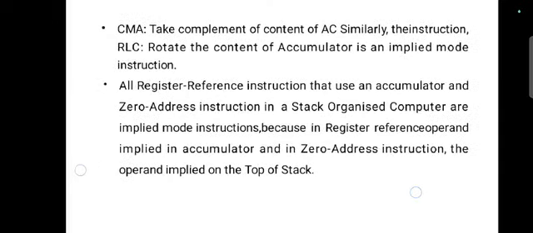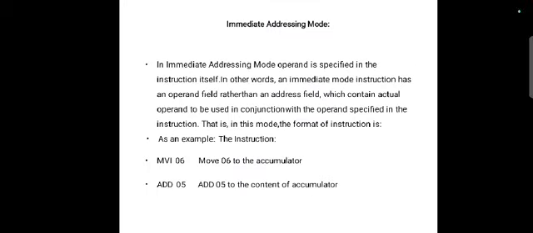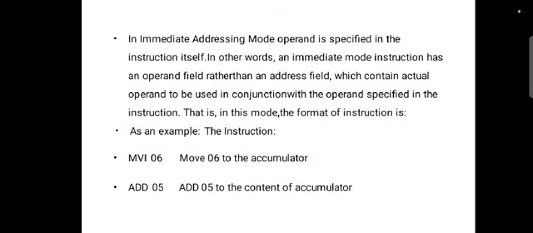CMA complements the content of the accumulator. Similarly, the instructions RLC, rotate left with carry, and rotate right with carry. All register reference instructions that use an accumulator, and zero address instructions in the stack organized computer, are implied mode instructions.